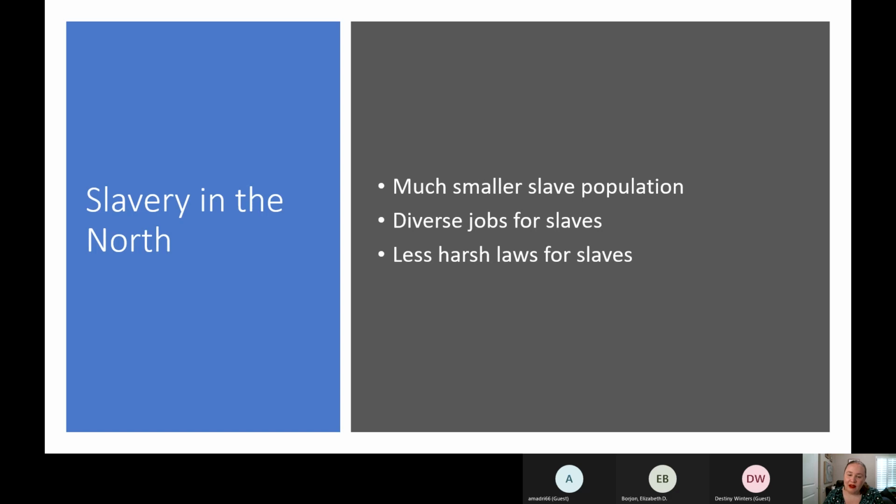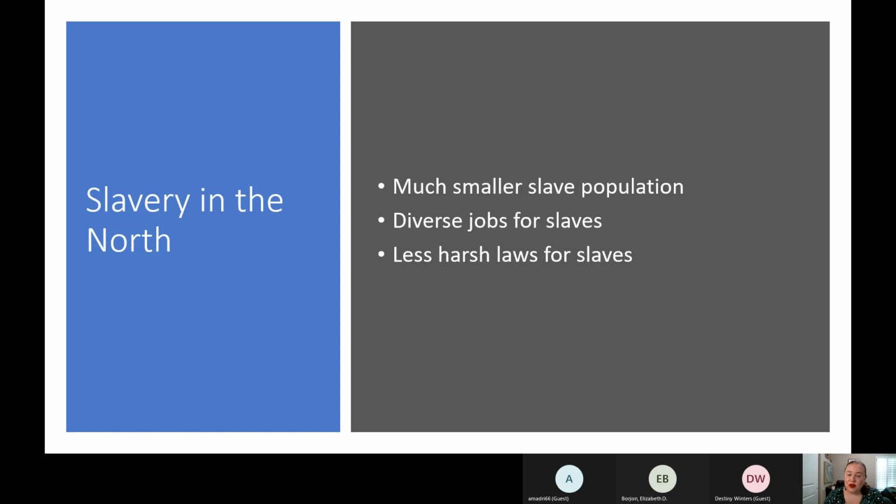So most Africans who were enslaved in the North are doing a variety of tasks. They might work as servants in a household. They might work as assistants to craftsmen. And it was very unusual for even the wealthiest families in the North to have more than one slave, because there just wasn't that much for them to do.